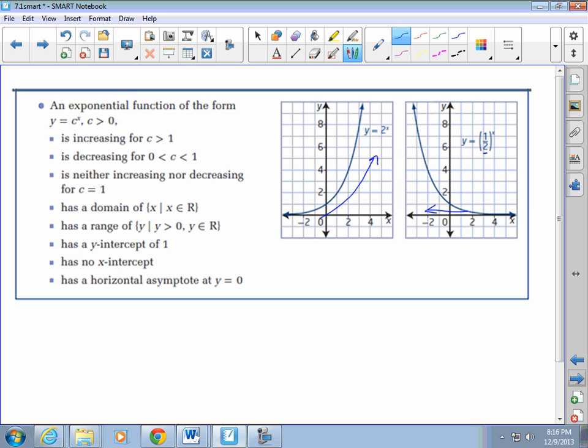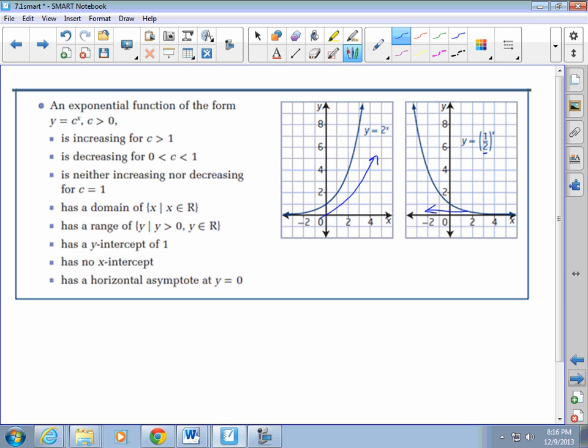And it's neither decreasing nor increasing if c is equal to 1. Because no matter what, if this base here was equal to 1, it won't matter what I put in as my exponent. 1 to the power of anything is just 1. So if c was less than 1, so any fractional value, it's going to be a decreasing function. They're always going to have a domain of real numbers, and the range is always going to be greater than 0. It'll never cross that x-axis.